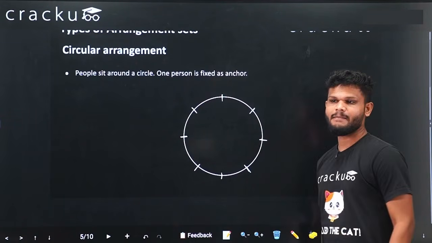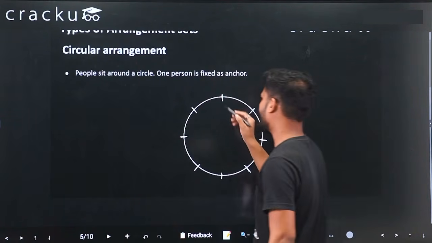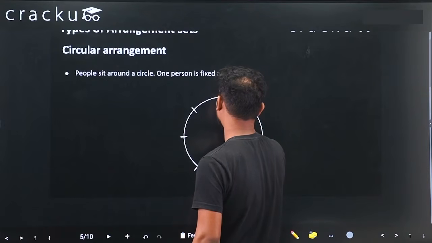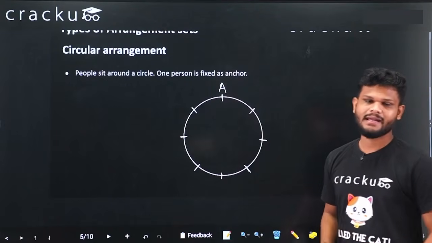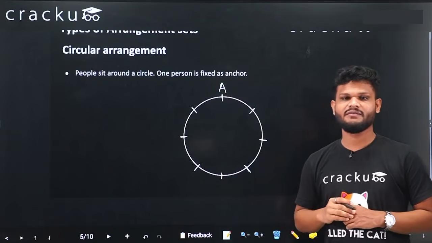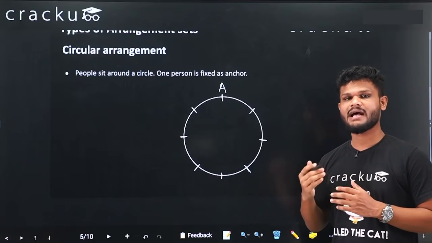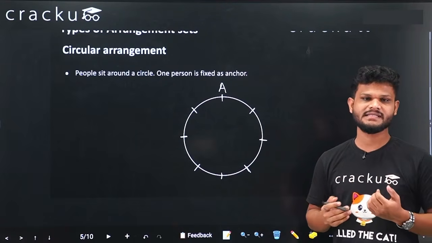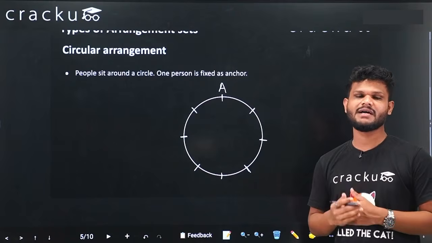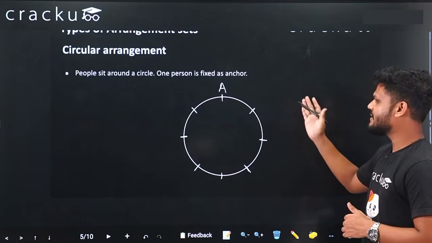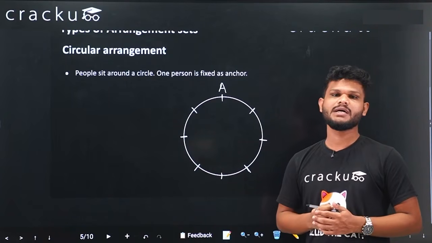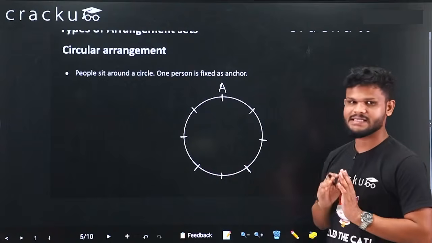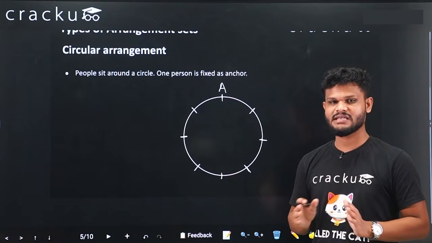First thing is that place the anchor. Let us say person A is sitting here. Now again, as we have seen in the linear arrangement, we first need to determine, are people facing north, are they facing south? If it is not given, we will assume that they are facing north. Similarly here, you have to assume that all the people are facing center if it is not explicitly mentioned.